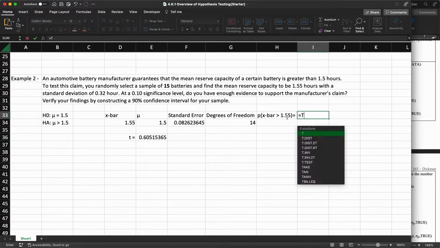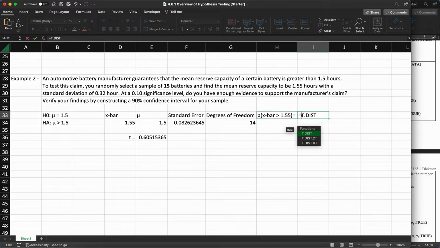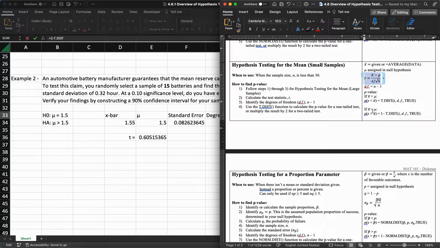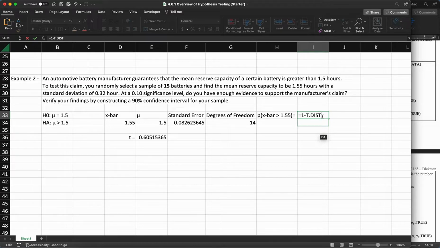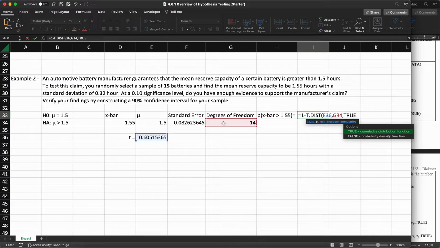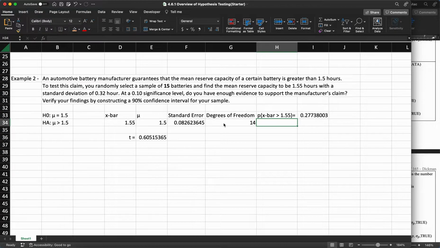I'm going to use my t.dist function, and I'm going to do 1 minus because it's greater than. If you look here, x bar is greater than mu, so we're going to do 1 minus t.dist. And the things we need are just our t-value, our degrees of freedom, and then we're going to say true. So I need my t-value, my degrees of freedom, and then we want this to be cumulative. So we're going to go ahead and calculate that, and we get a p-value of 0.28. Now 0.28 is larger than 0.10, and so we will fail to reject the null hypothesis.